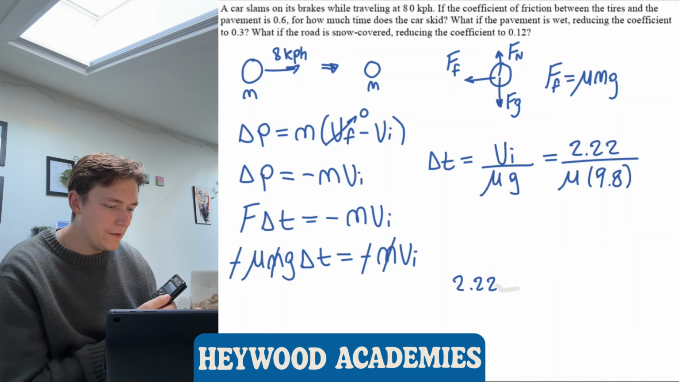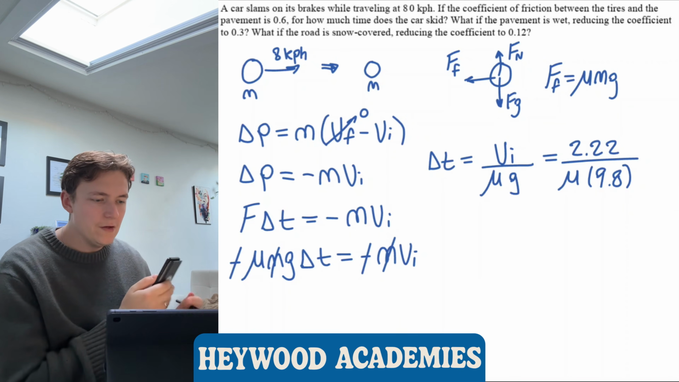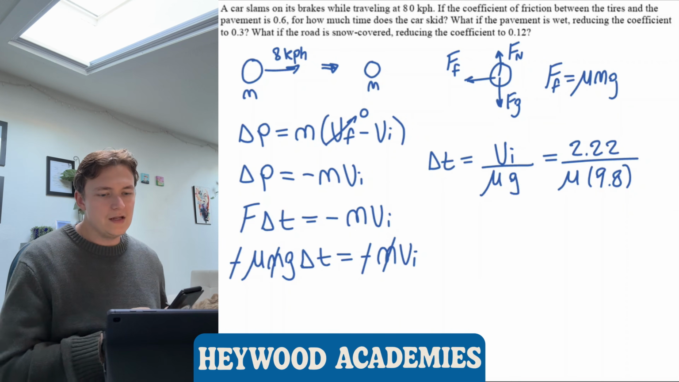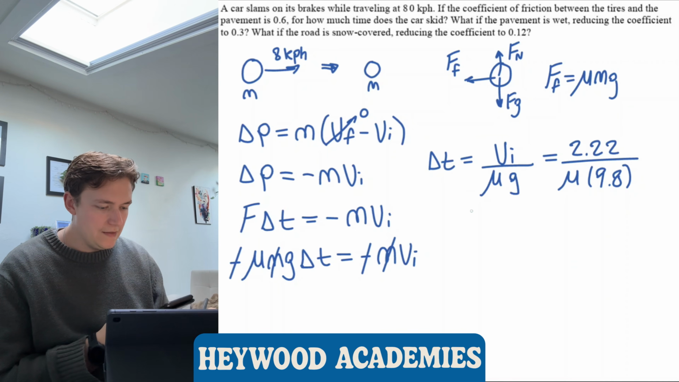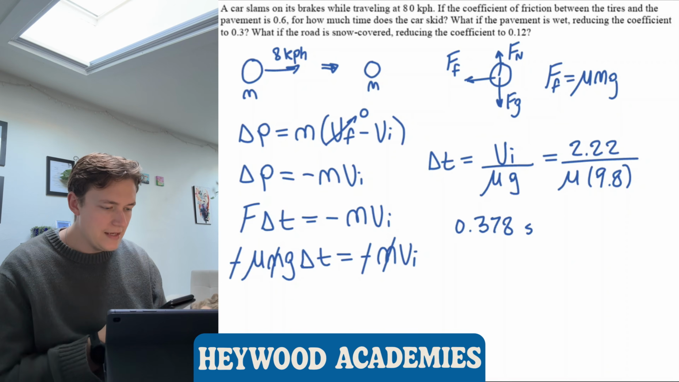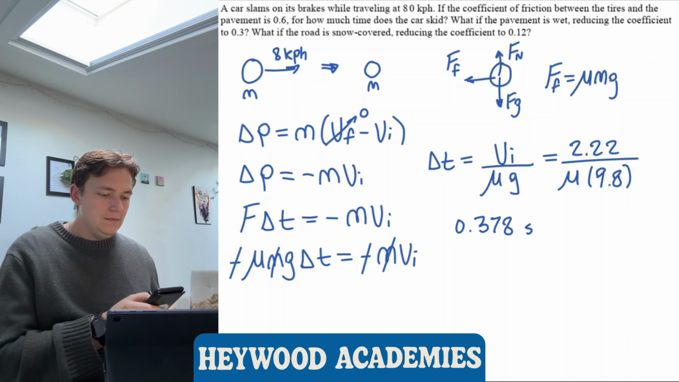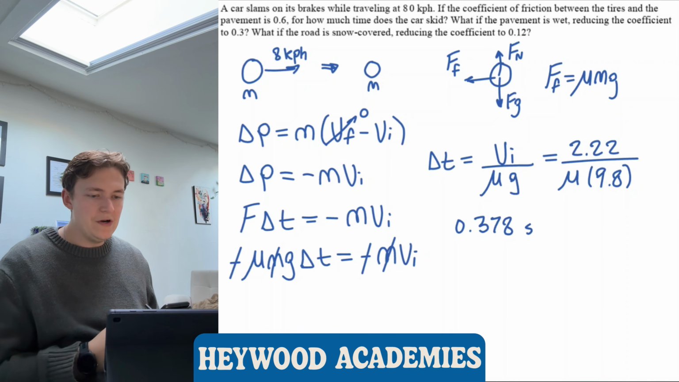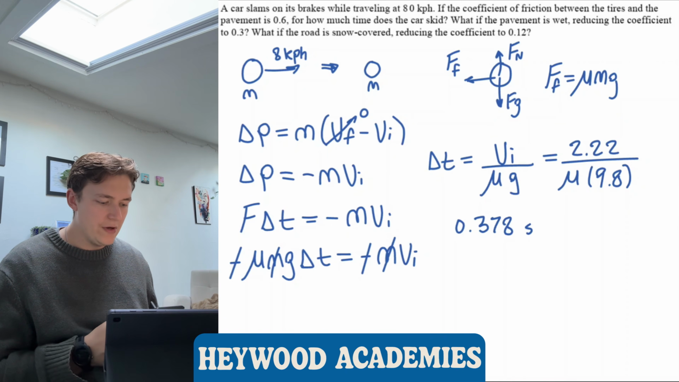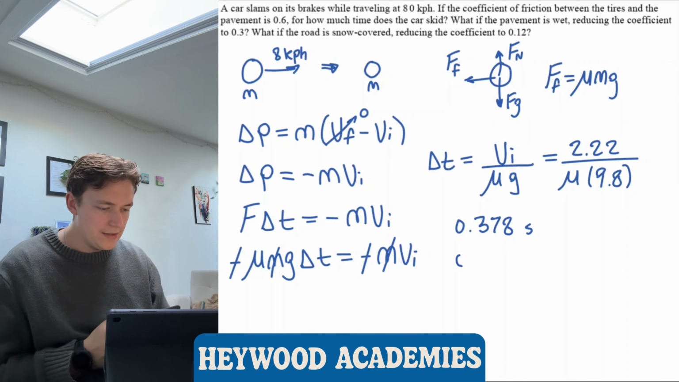Okay, so let's plug in all three of these and see what we get. So for the first one, this is going to be 0.6 that we're plugging in for mu. So it'll be 2.22 divided by 0.6 times 9.8. And that gives me 0.378 seconds for the first one. Now we're just going to go and change that number. So if we change it to 0.3 for mu, we'll get 0.755.